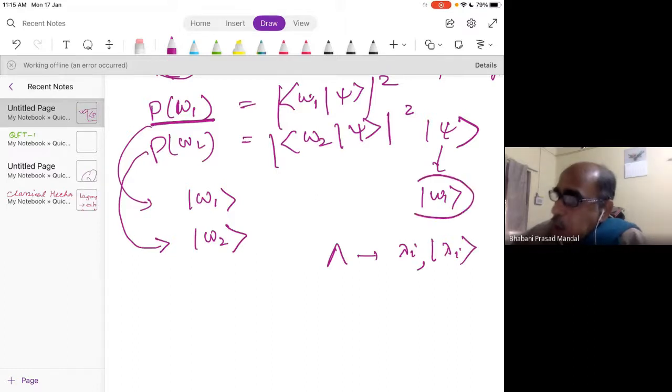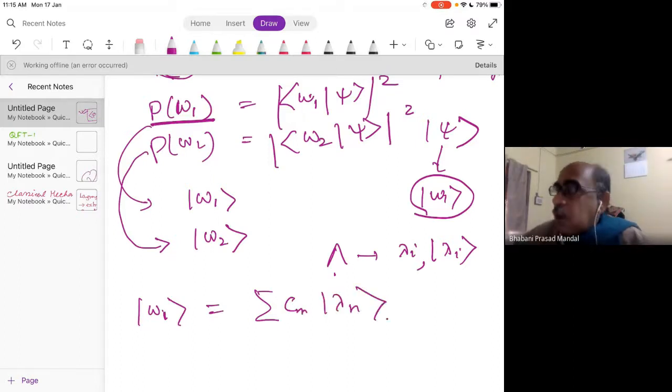Now, this is not an eigenfunction of lambda. It may be when they are commuting, then it may have a common basis, that I said. But suppose it is not, then any wave function which is not an eigenfunction of an operator can be written, this omega 1 can be written in terms of a complete set of these other wave functions. When it is a complete set, this has to be a complete set.